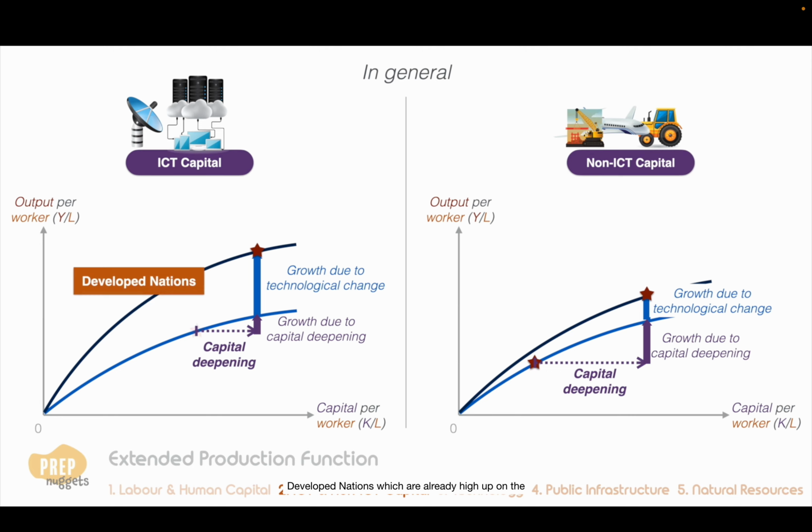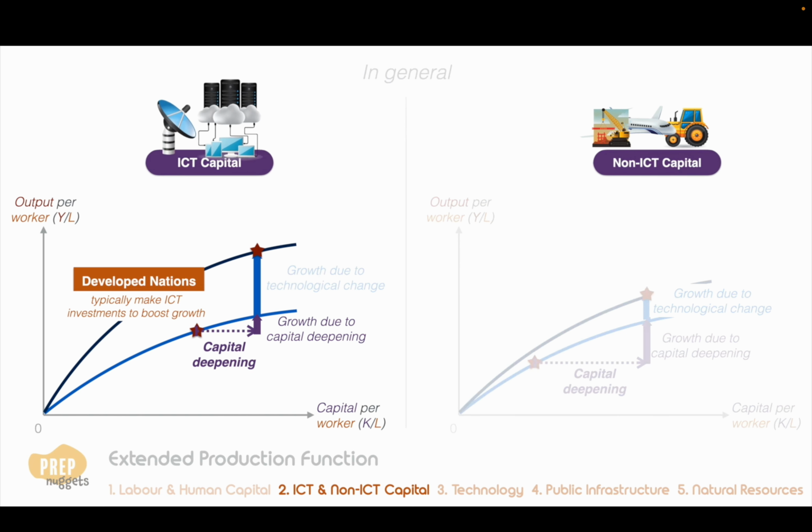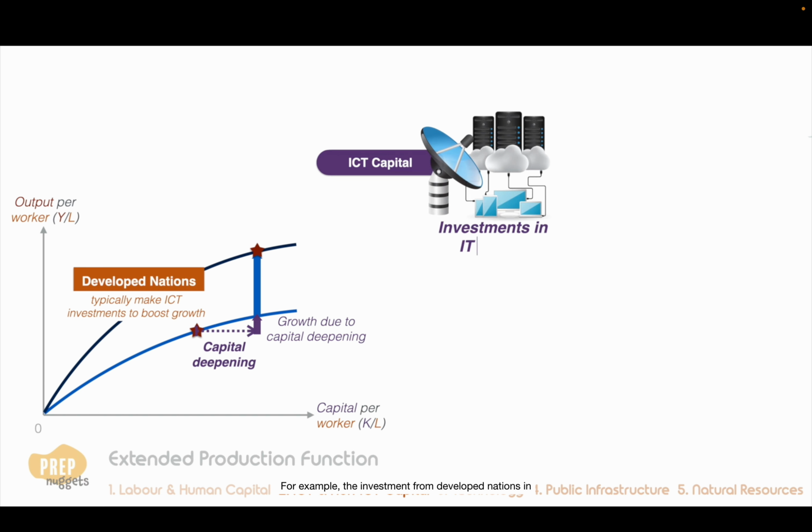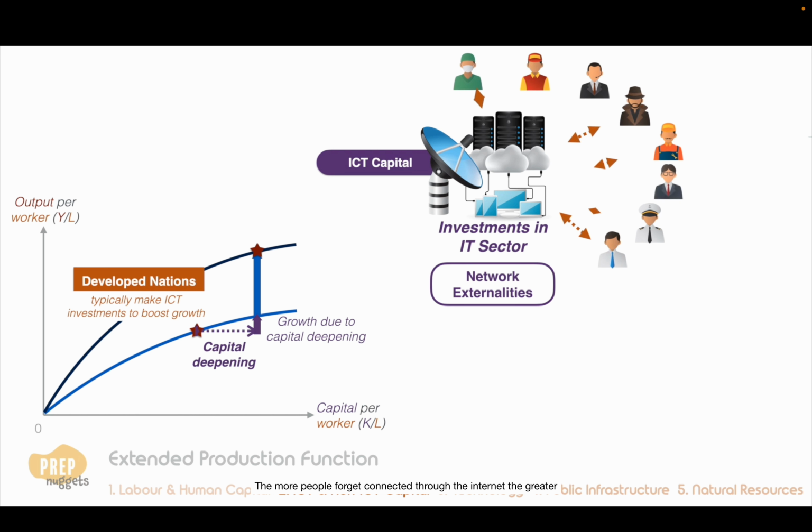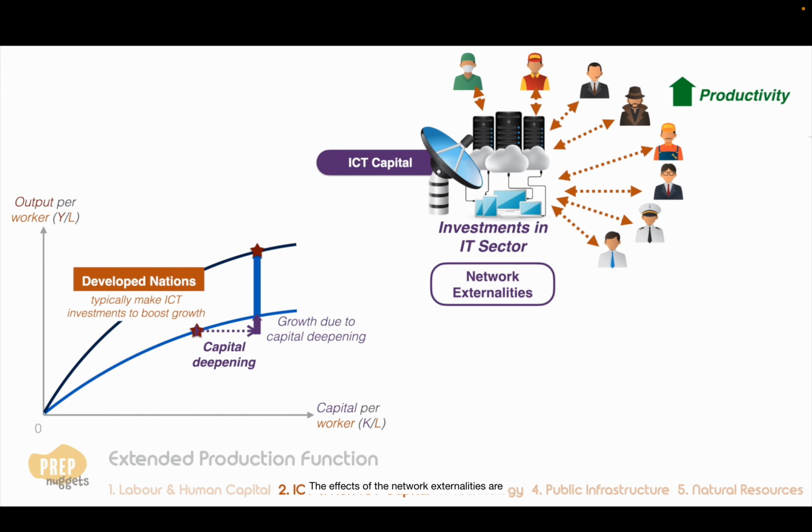Developed nations which are already high up on the capital per worker scale typically make more ICT investments to boost growth, as it has already hit the diminishing marginal productivity limit. For example, the investment from developed nations in the past few decades in the IT sector has resulted in network externalities. The more people that get connected through the internet, the greater the potential productivity gains. The effects of the network externalities are largely captured in gains in total factor productivity rather than capital deepening.